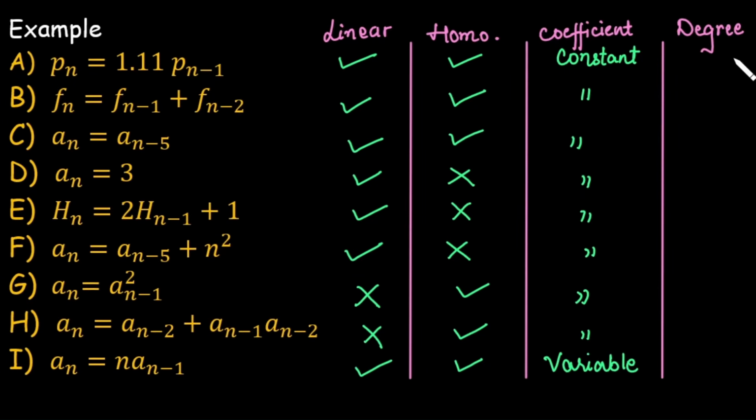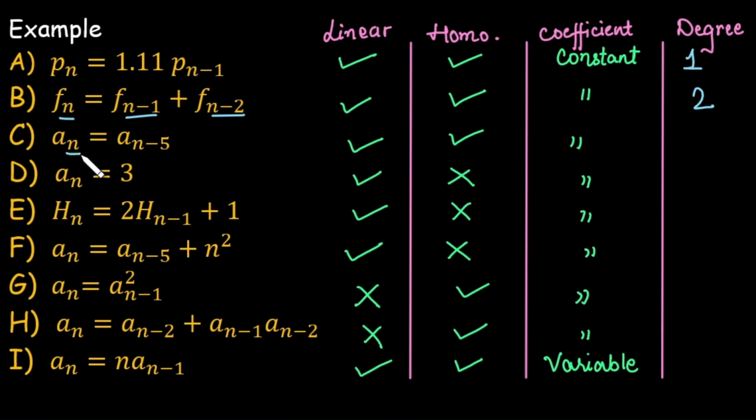Next, we need to deal with the degree. For the degree, we need to take the lowest index and the maximum index. Maximum index in this case is n and lowest is an minus 1. What is the difference between these two? 1. That is 1. So it means its degree is 1. For the case B, maximum index is n. This is n minus 1, n minus 2. Lowest index is n minus 2. Difference between these two one is 2. So it means degree is 2.